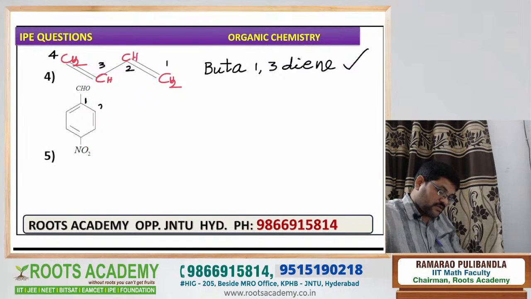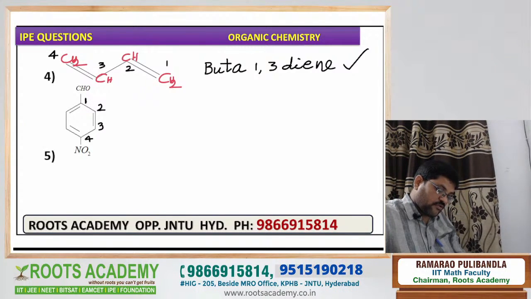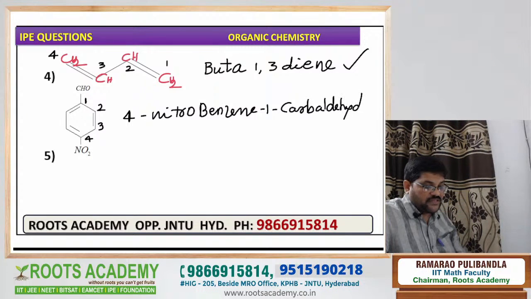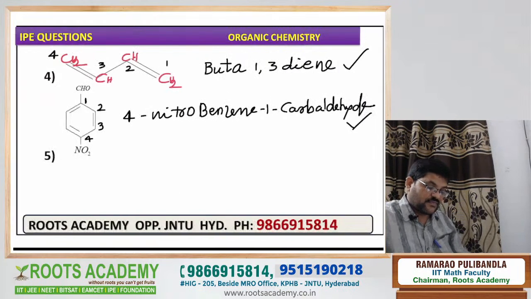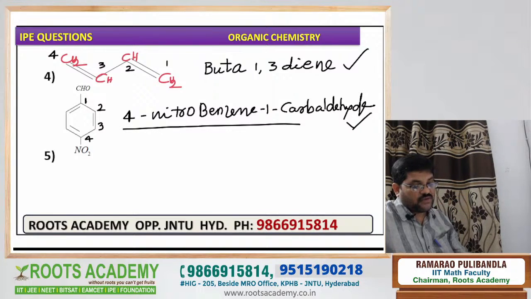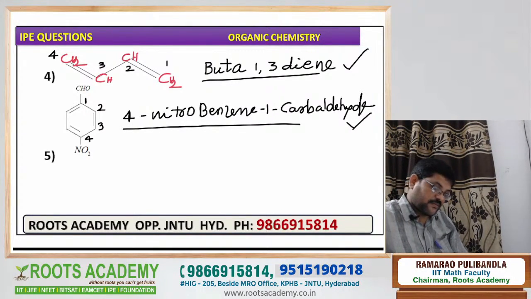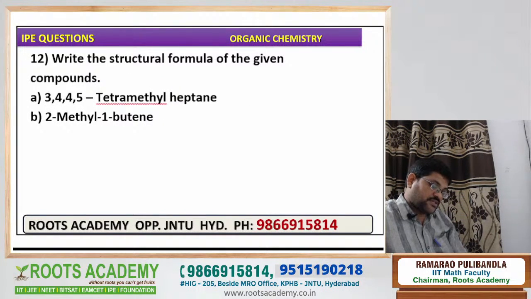Come to this one. So number 1, number 2, number 3, number 4. You write as what? 4-nitro. 4-nitro benzene carbaldehyde. Benzene-1-carbaldehyde. 4-nitrobenzene-1-carbaldehyde is the IUPAC name of this molecule. Understood what I am saying, students? This is called 4-nitrobenzene-1-carbaldehyde. This is called buta-1,3-diene. Simple logic, right?